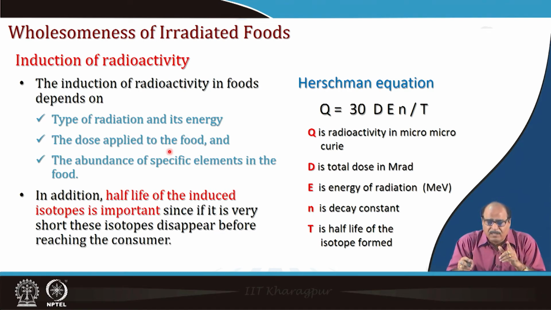So, induced radioactivity can be calculated by this Marshman equation, where Q is equal to 30 dEn by T. D is the total dose in mrad, E is the energy of radiation, N is the decay constant, and T is the half-life of the isotope formed.